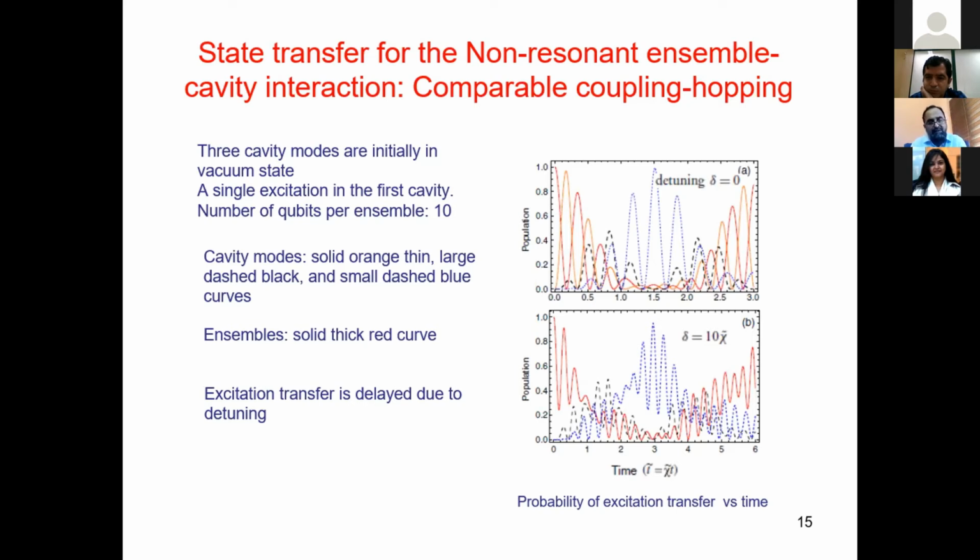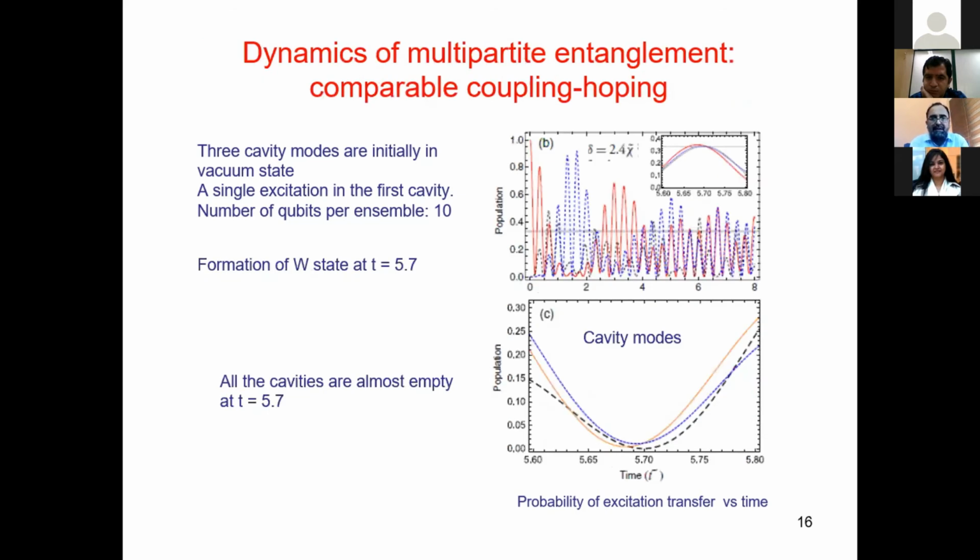Okay, now the next question is, do we still get entanglement? I mean, this W state. So let's see. So over here, again, 3 cavities are in vacuum, single excitation in the first cavity and the qubits are 10. Notice we have formation of W state at T is equal to 5.7. Look at this inset, right?